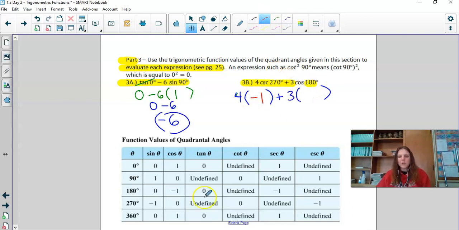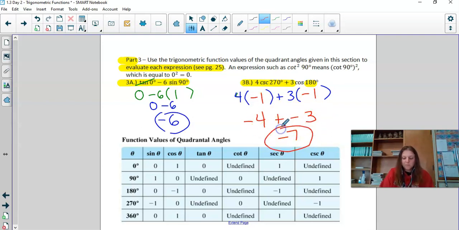Next, I'm going to look up the cosine at 180. So go to the cosine column, find 180, find where those two things meet. If you have your two fingers, you can put them on the page. You can go down here, move over to the right, and you'll see that the two things meet at -1. Go ahead and simplify. 4 times -1 is -4. This would be -3, and get your total, which is -7.